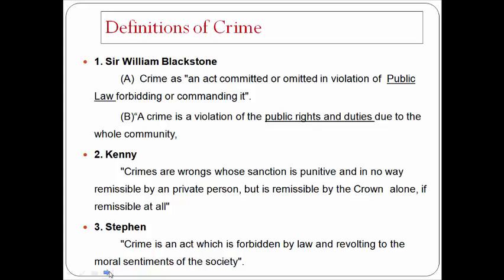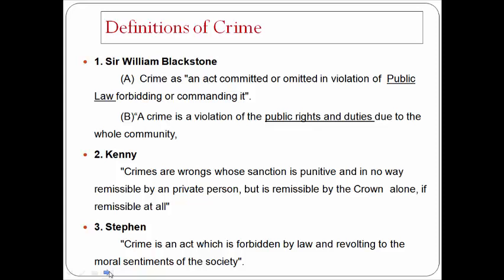However, the scope of the definition is limited only to public law. So Sir William Blackstone has given another definition so as to widen the scope of the concept of crime. The second definition given by Sir William Blackstone says that crime is a violation of public rights and duties owed to the whole community.